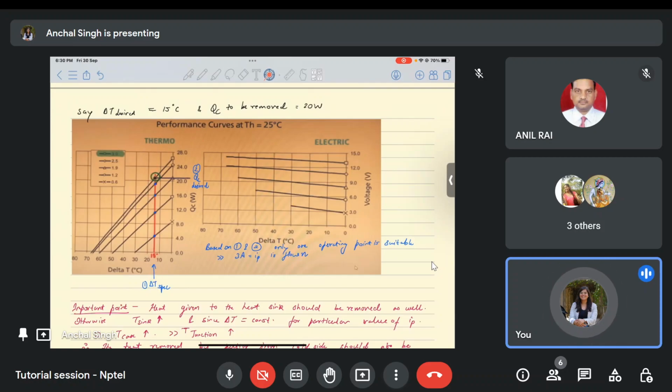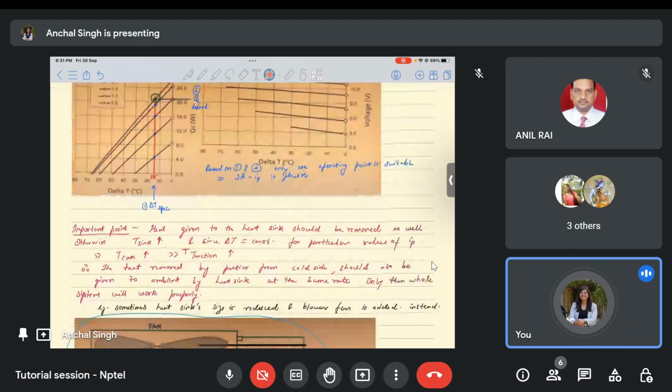Now, I also know that I want QC of 20 watts. So this QC of 20 watts, if I try to draw a horizontal line from that, there is only one operating point that comes around that area. And this performance curve corresponds to IP, or the Peltier current, equal to 3 amperes. That means if we want to maintain 15 degrees Celsius delta T, and if we want to remove 20 watts of heat, then we'll have to use the Peltier module with 3 amps power supply. Okay, we have to give 3 amperes current to it. So this is how we use the performance characteristics.